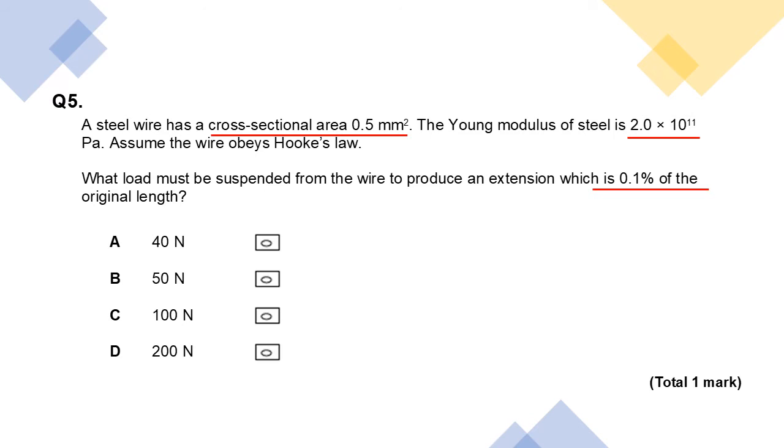And the only extra bit here is they're telling you that the extension is 0.1% of the original length. That's the only extra bit. Otherwise, everything is easy. So if you take the original length as L, extension is 0.001 times L, because it is 0.1%. So remember to divide it by 100.